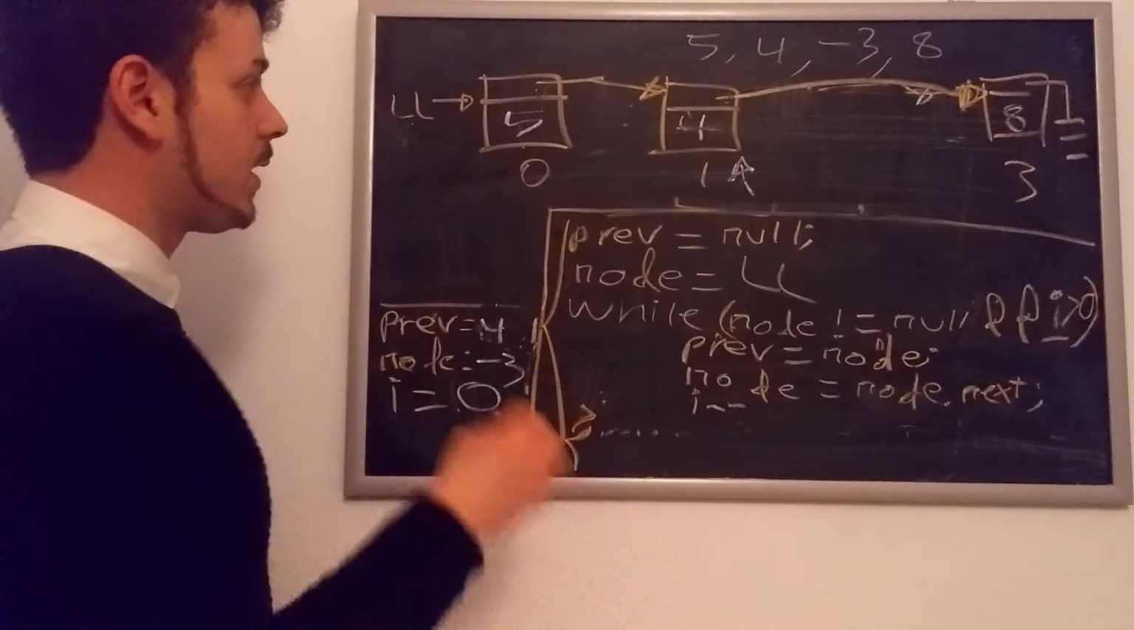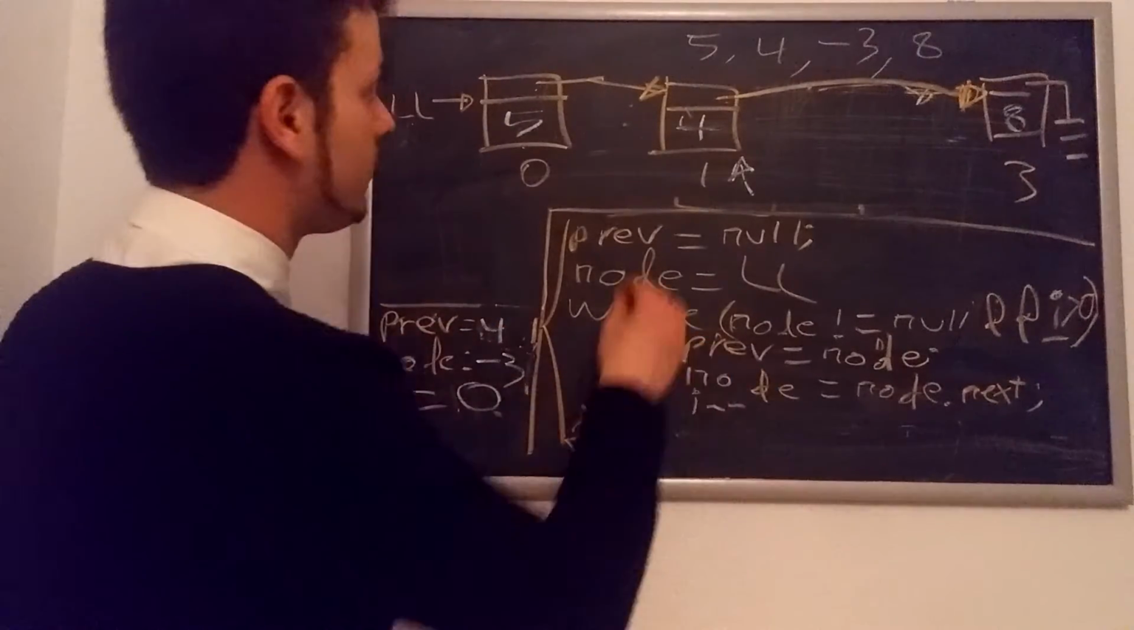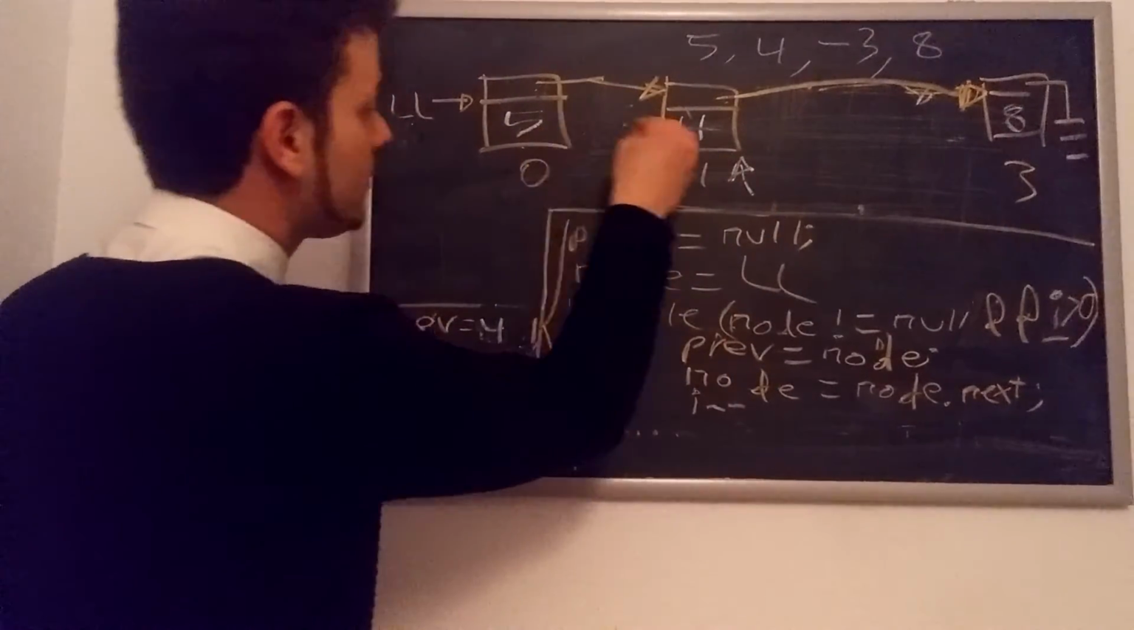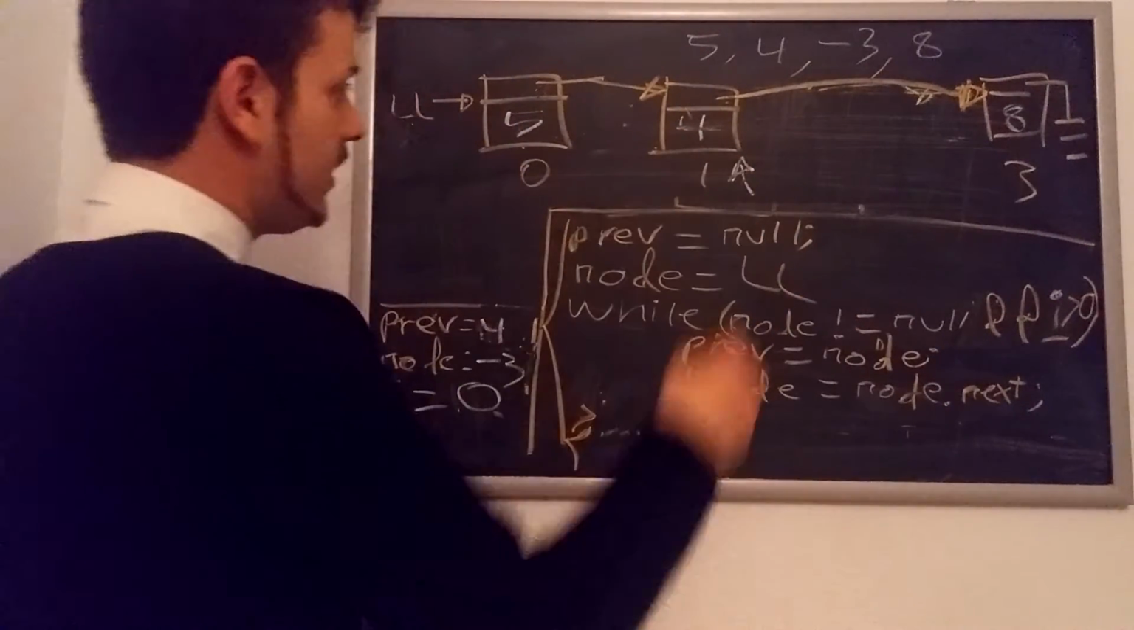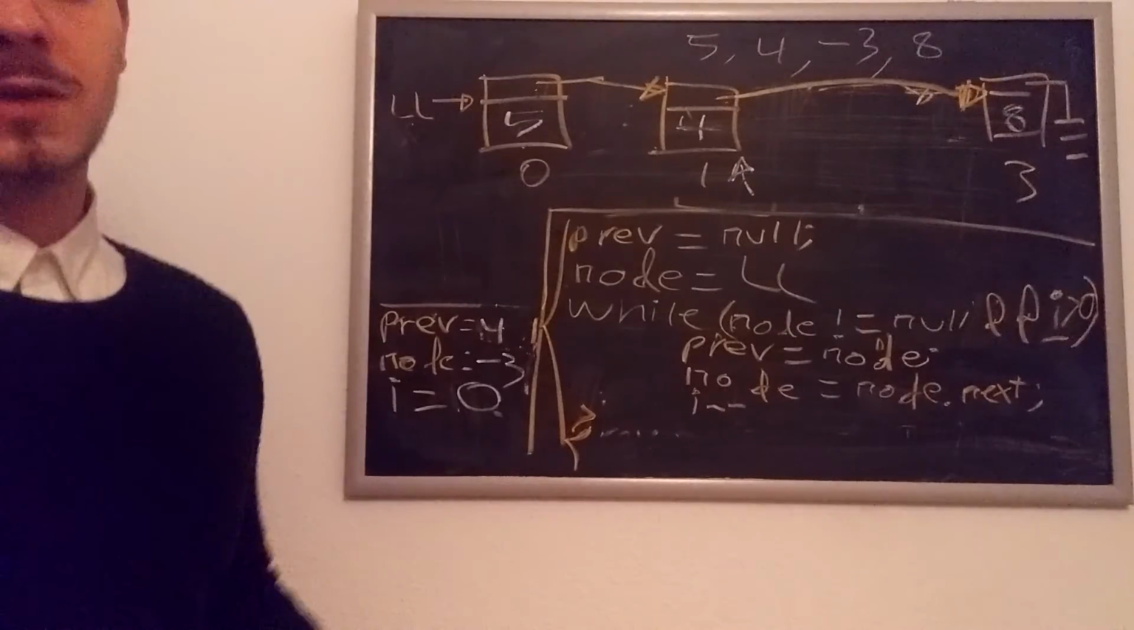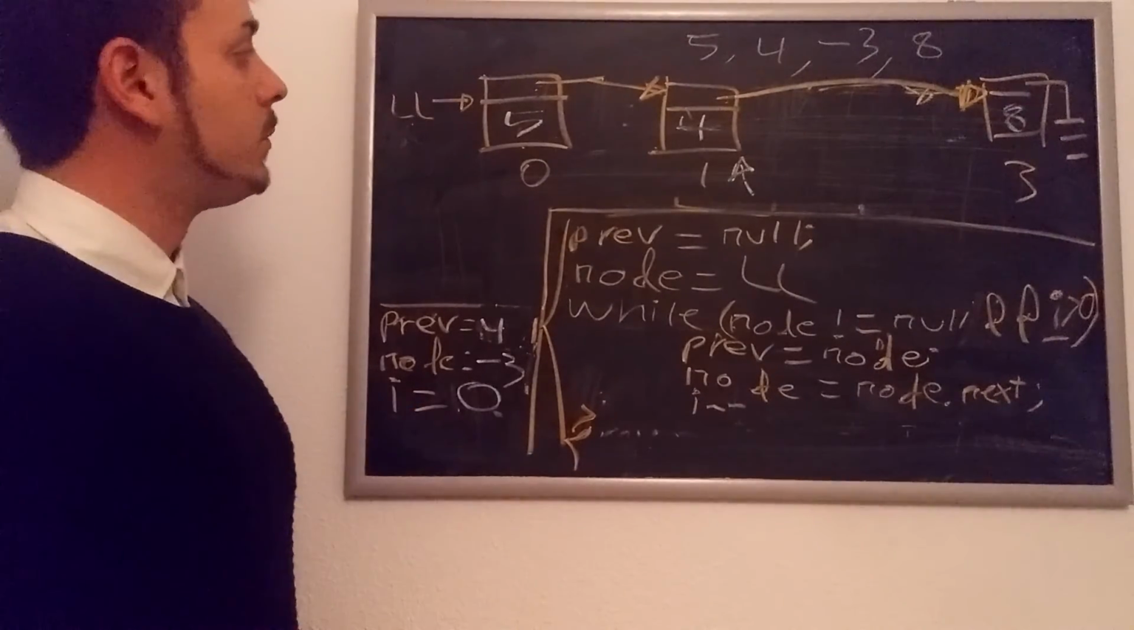You want to insert a new item, you can insert a new item. If you want to insert a new item between this node and this node, you can do it. If you want to delete or obtain or whatever. So this will be for linked list.